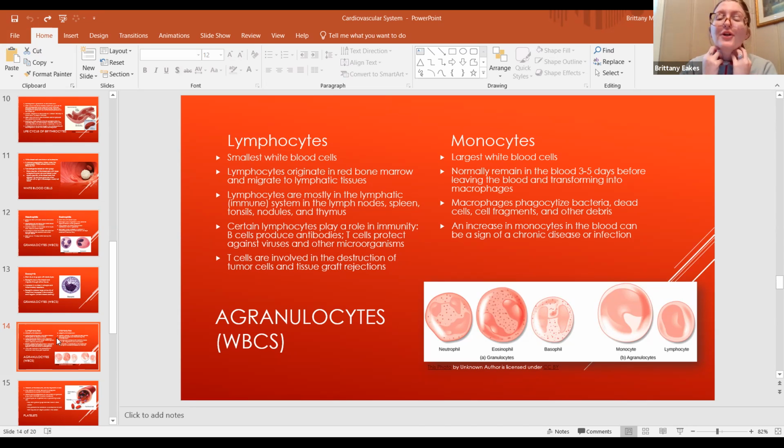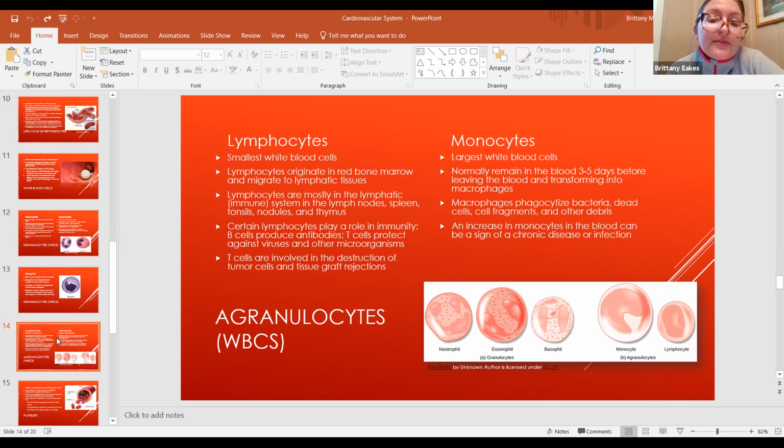You'll notice if you ever get an infection, your lymph nodes will swell up right here. If you ever have swelling under your armpits, that's another major site for lymphocytes. That means you have an infection. You should probably go to the doctor.